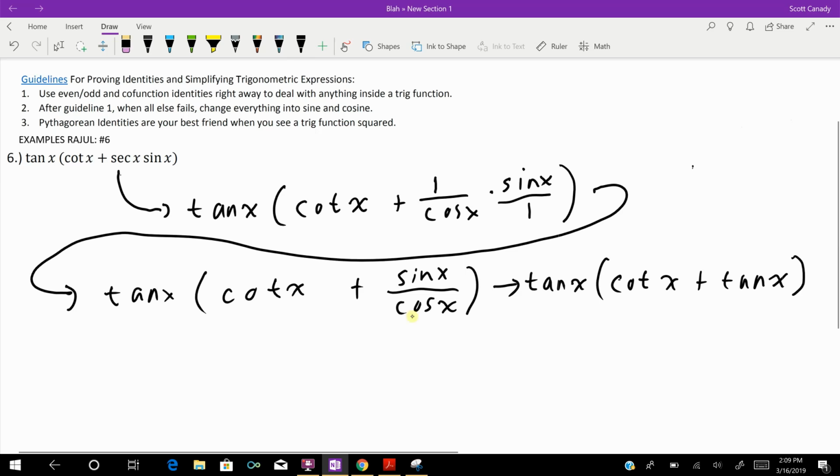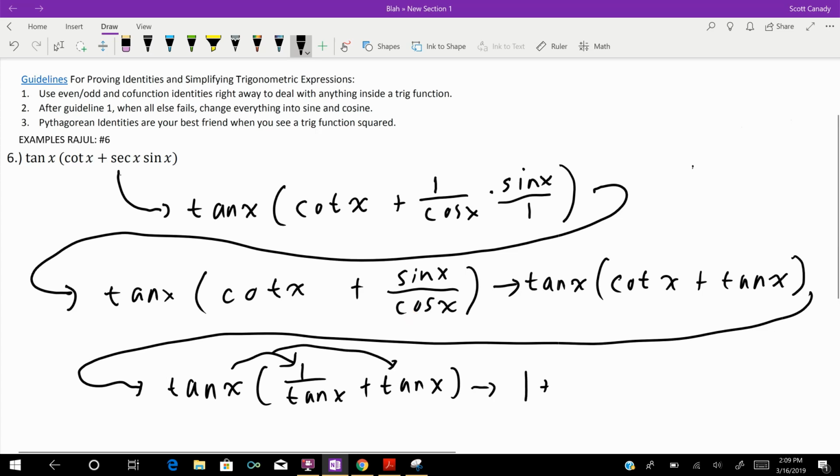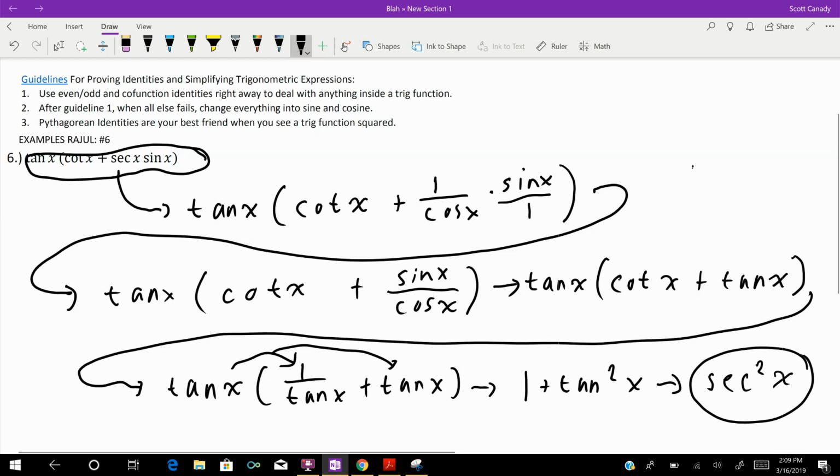But a lot of times when we're not doing identities and we're just trying to simplify an expression, you don't have to show all of the steps to your work. But we're going to go ahead and show all of our steps to our work on this. So this becomes tangent of x, 1 over tangent of x, plus tangent of x. Let's go ahead and multiply that through. So that's going to become 1 plus tangent squared x. And this is our Pythagorean identity. 1 plus tangent squared x is secant squared x. So that's what this whole thing simplifies to. There's our answer.